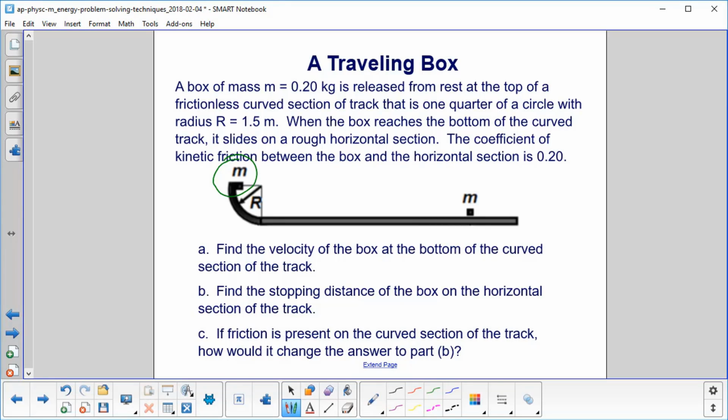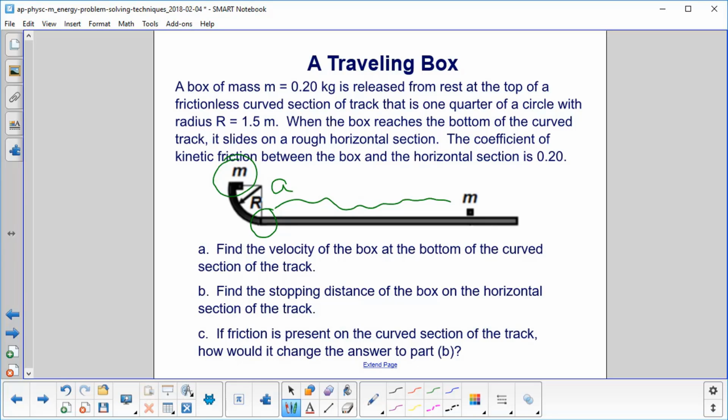When the box reaches the bottom of the curved track, it slides on a rough horizontal section. And whenever you hear the rough, think friction. The coefficient of kinetic friction between the box and that section is 0.20. Find the velocity of the box at the bottom of the curved section of track, right there.